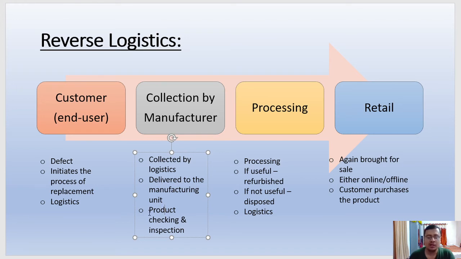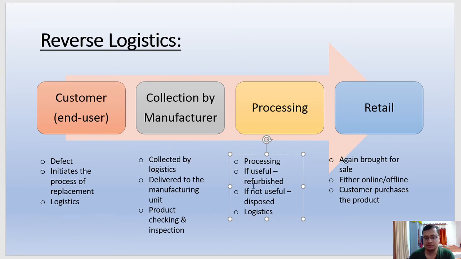Now here I'll be checking the product, what actually the fault is in the product, right? And then inspection will be done. Now, sorry, here at the third place we will see the step of processing. In this processing step we will see if the product is useful, right? I mean, if the product can be refurbished, then the product is remanufactured.